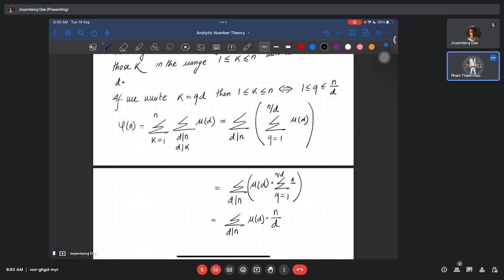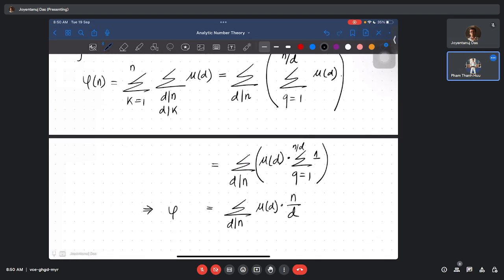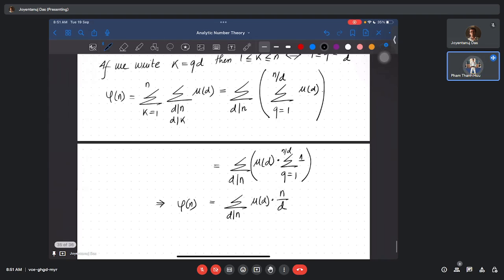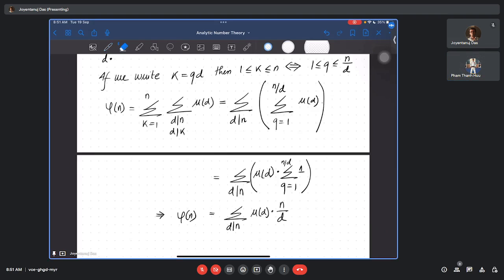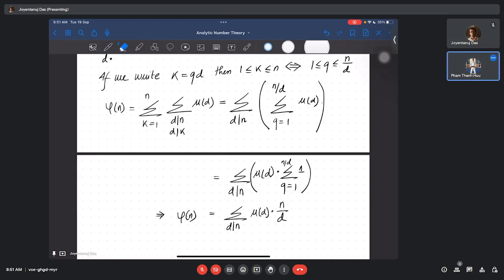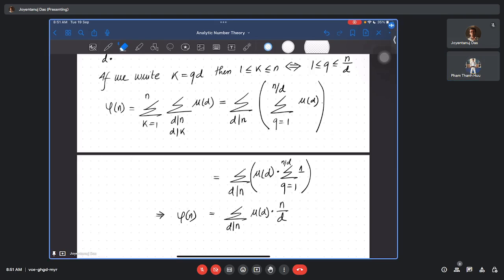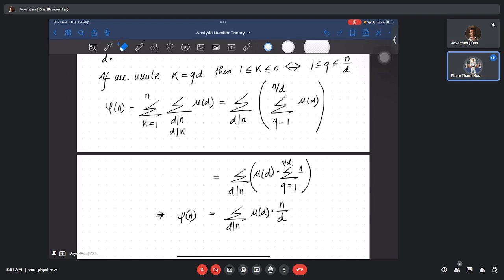The final two lines are okay, but in the third line, at the first line here, we substitute q equal to 1 to n over d, and k equal to 1 to n.